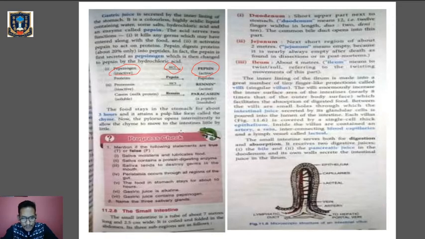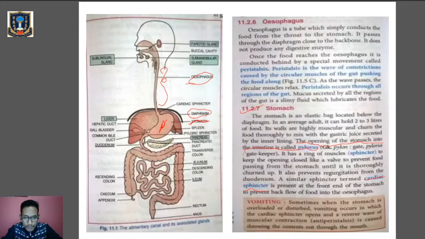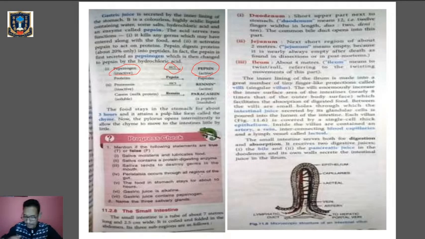The small intestine is a tube about 7 meters long and 2.5 centimeters wide. It is coiled and folded in the abdomen, and the small intestine is divided into 3 parts: duodenum, jejunum, and ileum. Remember that the small intestine is divided into 3 parts. The first part is called the duodenum. The second part is called the jejunum, and the third part is called the ileum. These are the 3 divisions of the small intestine.